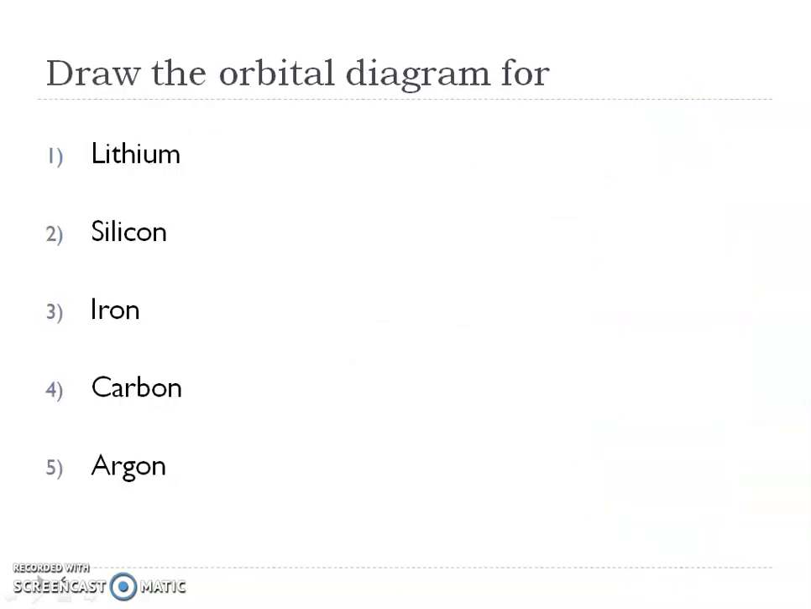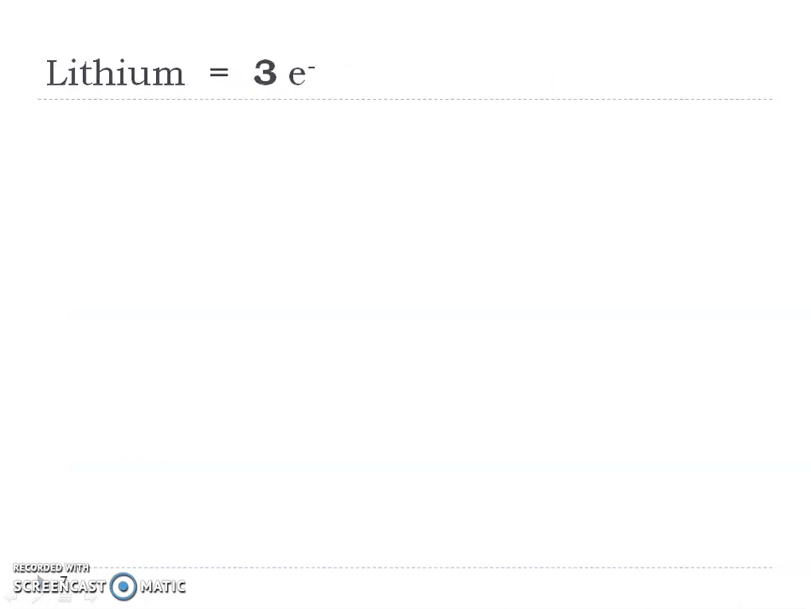Okay, so draw the orbital diagrams for these 5 elements. It is up to you if you want to do one at a time and play the video to check your work, or do all of them in one shot and then play the video to check your work. So for lithium, the first thing to look at is how many electrons you have, and then start filling up according to energy.